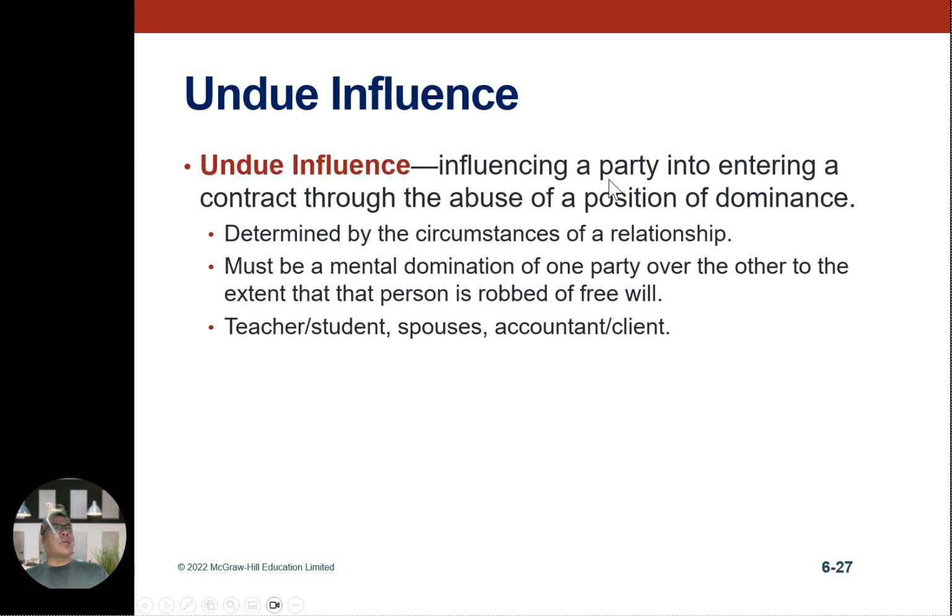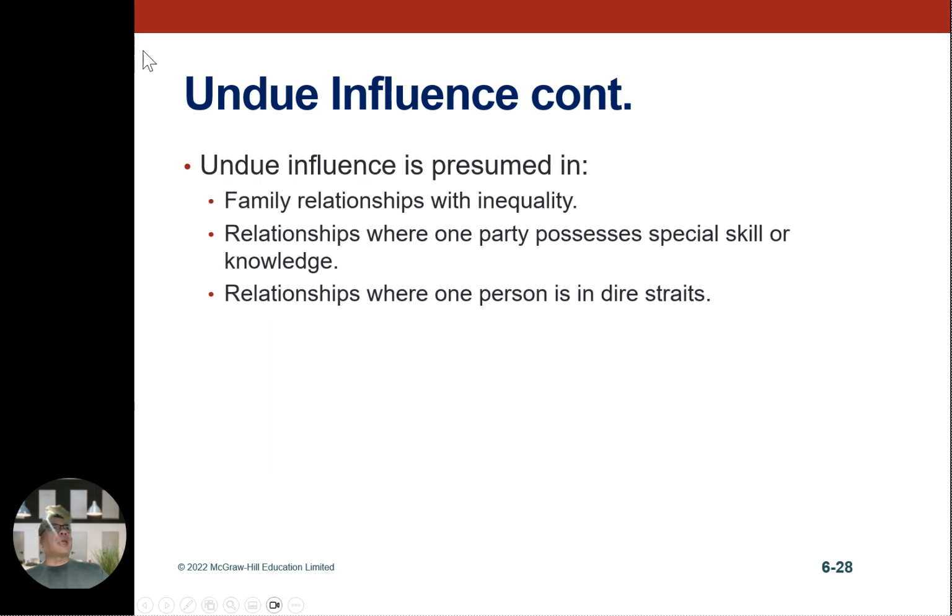Undue influence means influencing a party into entering a contract through the abuse of a position of dominance. It is determined by the circumstances of the relationship; there must be mental domination of one party over the other to the extent that the person is robbed of free will. For example, teacher and students, or spouses, or accountants and clients. Undue influence is presumed in a family relationship with inequality, a relationship where one party possesses specialty or knowledge, or a relationship where one person is in dire straits.